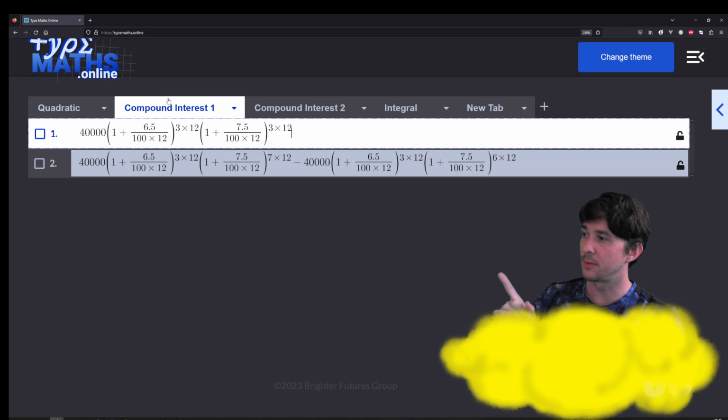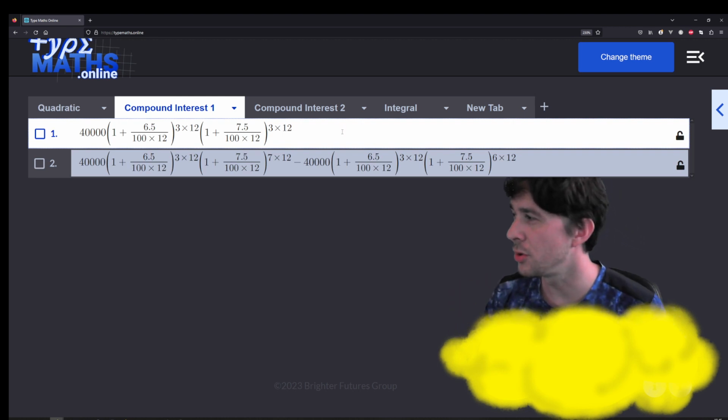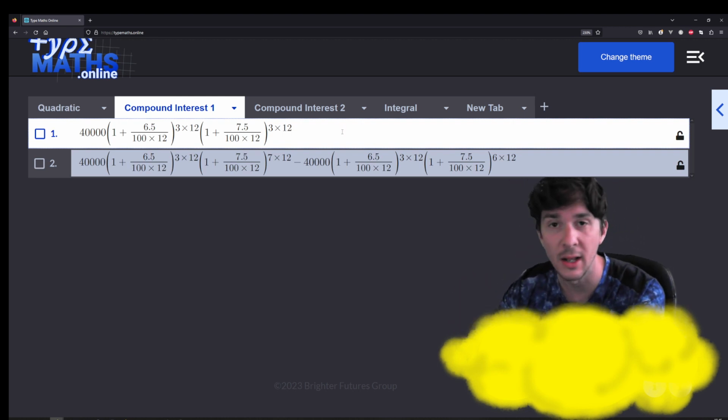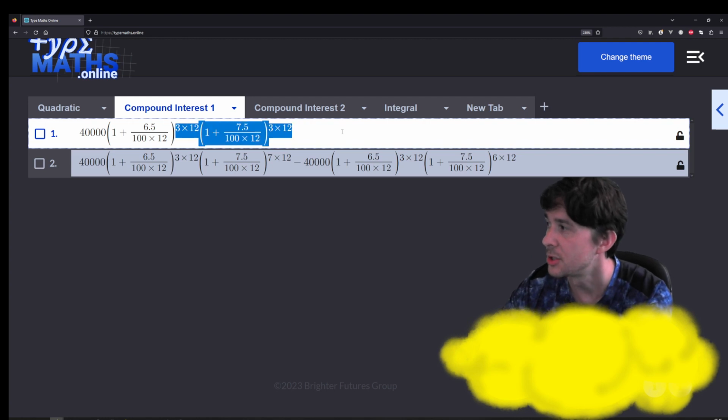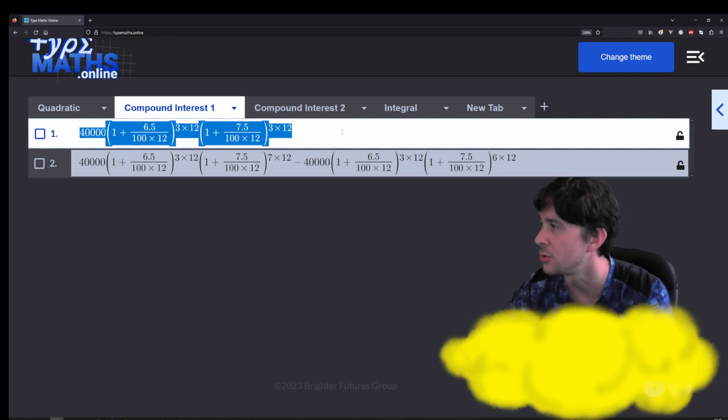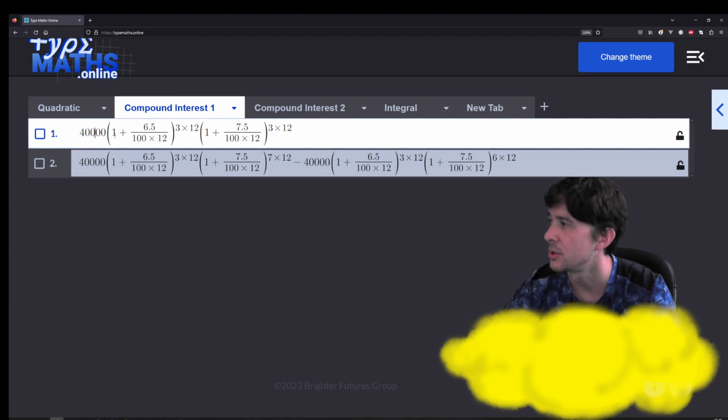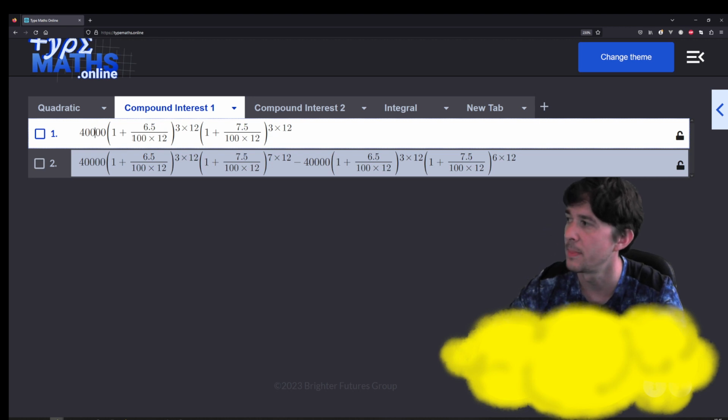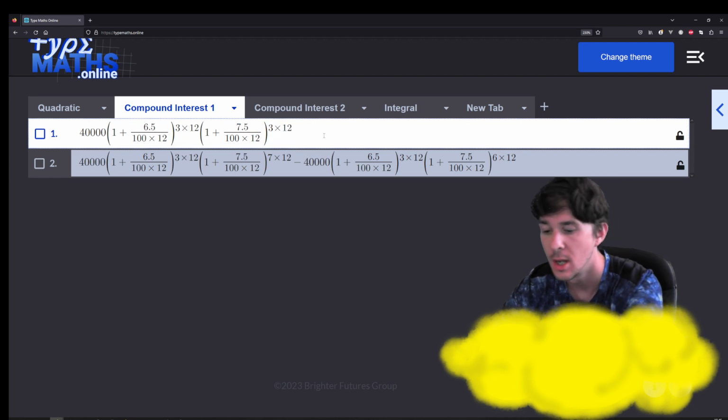Let's go into this example of compound interest. I just want to show you exactly how powerful the arithmetic calculator is. So here we're looking at a compound interest problem. We have $40,000 invested, compounding at 6.5% per annum, compounding monthly for 3 years. And then that amount is reinvested at 7.5% per annum, compounding monthly for 3 years.